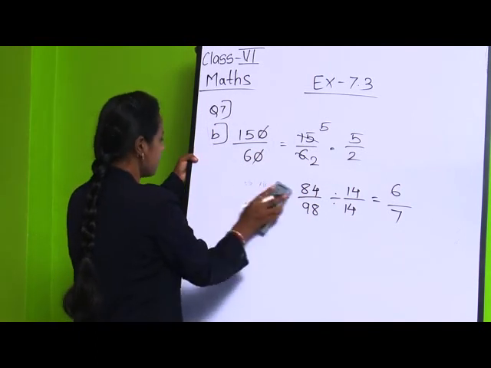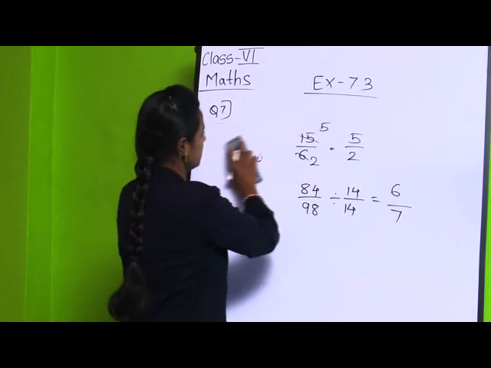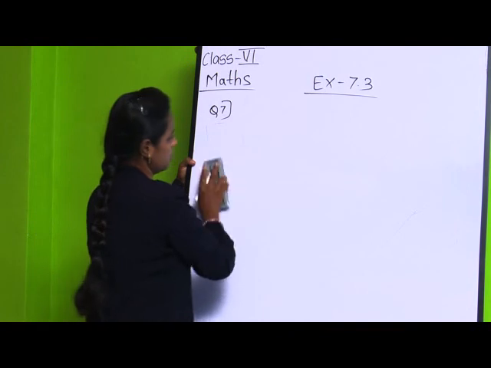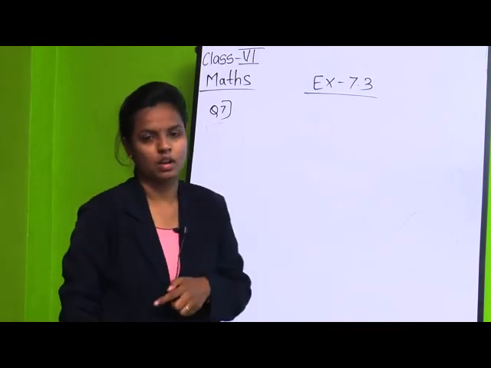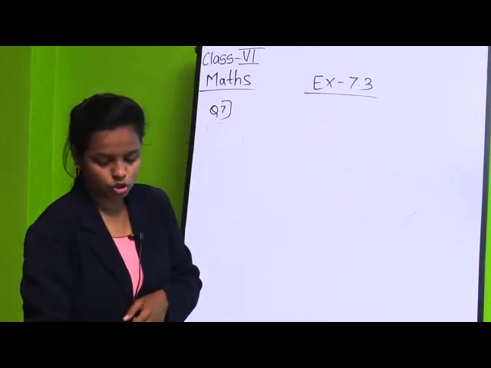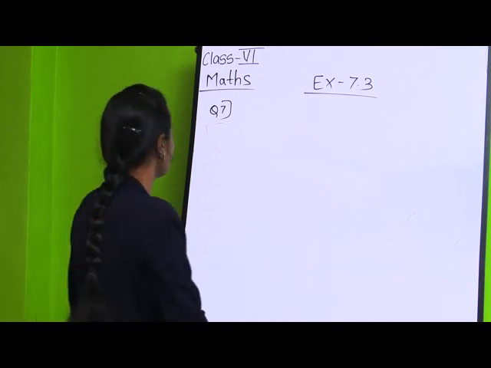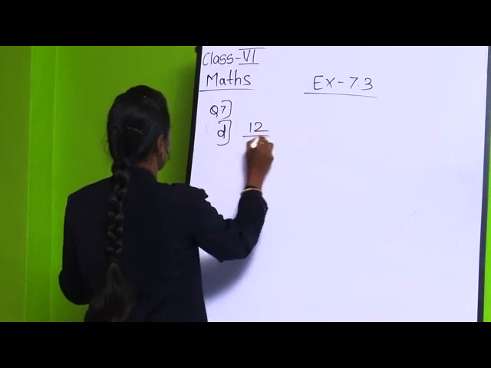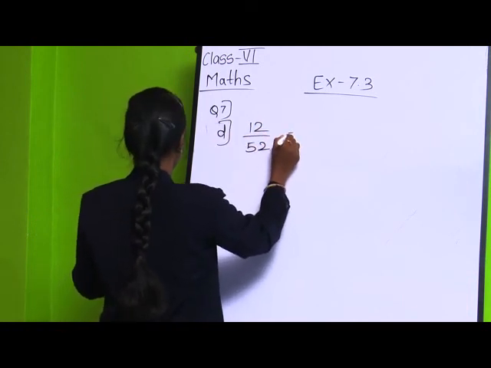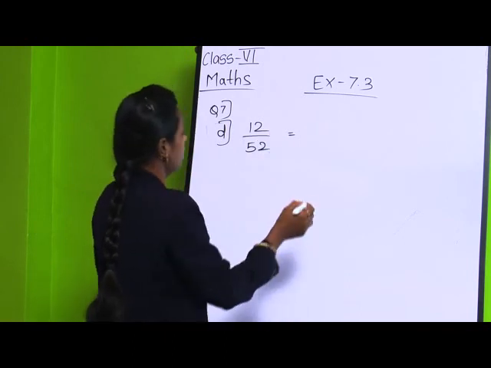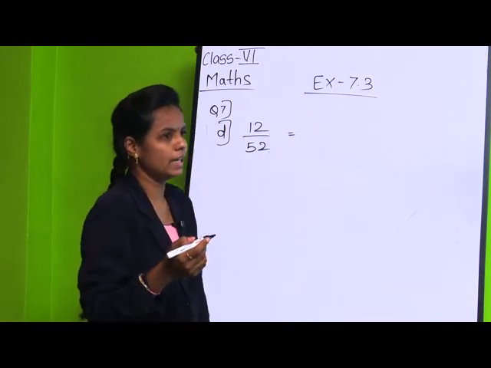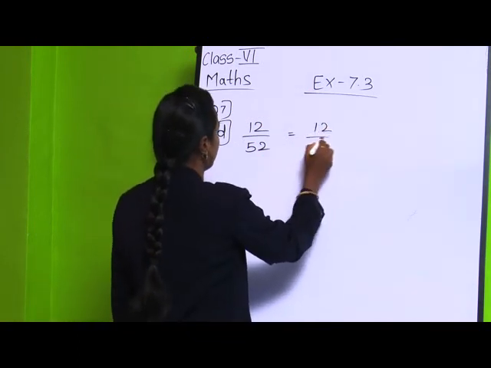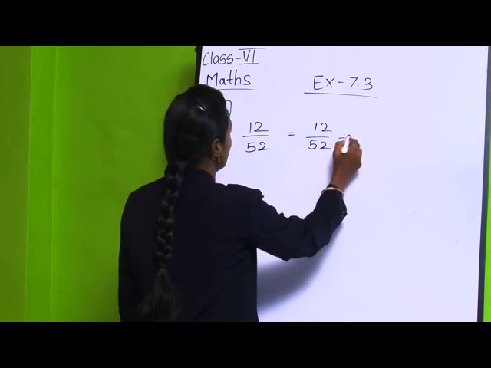We will solve two more examples from the same question. The question is 12 by 52. It's D1. We have 12 by 52. Which table can we divide it by? We can divide it by 4. So 12 by 52 divided by 4.